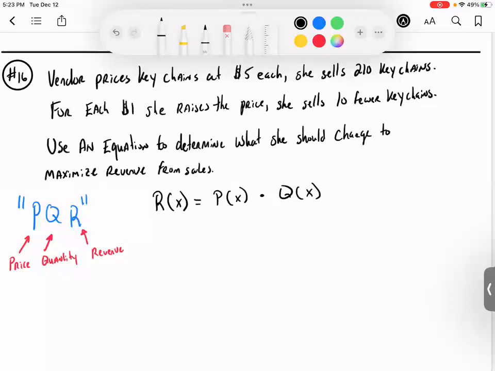All right, what you need to do now for this problem is write out the linear equations that describe the price and the quantity function, right? So the revenue function R of x is equal to a price function times quantity function. The very first sentence of the word problem gives you your initial price and the initial quantity. So what was the initial price that she was selling the keychains?